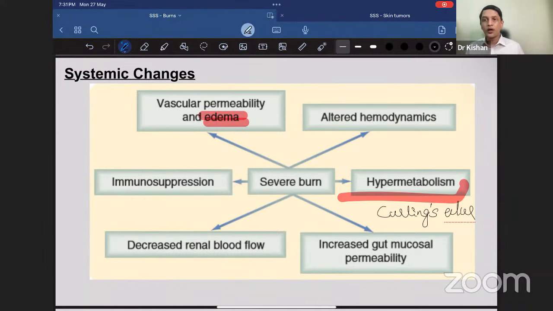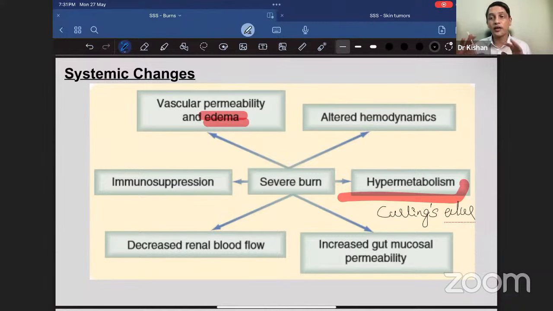Okay, so if the blood supply is further jeopardized, that can result in decreased renal blood flow. So that can result in acute kidney injury, and most importantly, the patient will go into a state of immunosuppression, because the entire covering organ of our body, the skin, is gone. So we are prone to all kinds of losses from inside the body, and we are prone to all the invasion from outside the body. All the bacteria, protozoa, everything will invade.